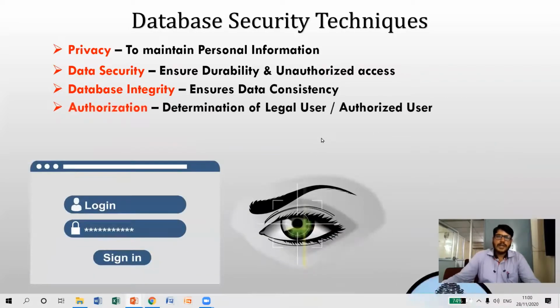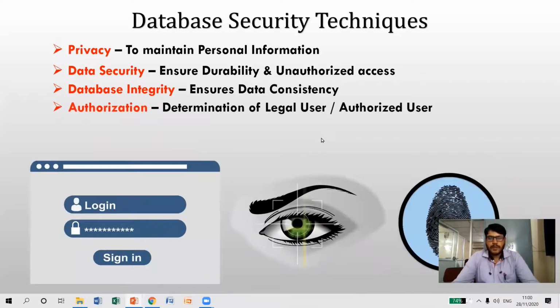And the last one is authorization. What do you mean by authorization? Authorization is the process of determining a legal user. Who is the authorized user? The user who has a right to access his database.